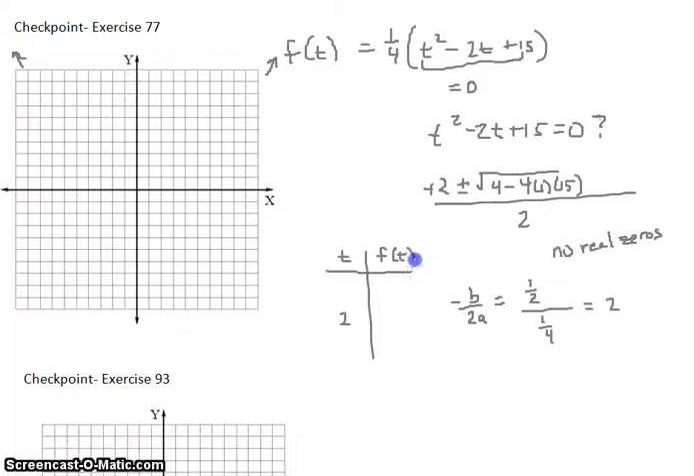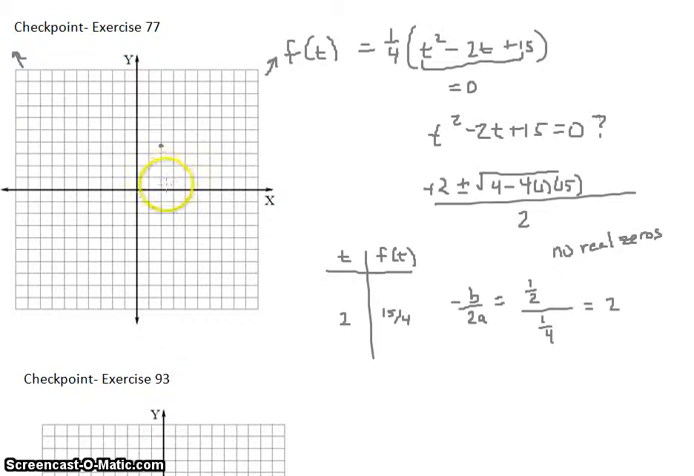Now I got to plug this in to see what I get back. 2 squared is 4, minus 4 plus 15. That's 15 times a fourth. That's going to be 15 over 4. So I have to go to 2 comma 15 over 4. That's 3 3/4.